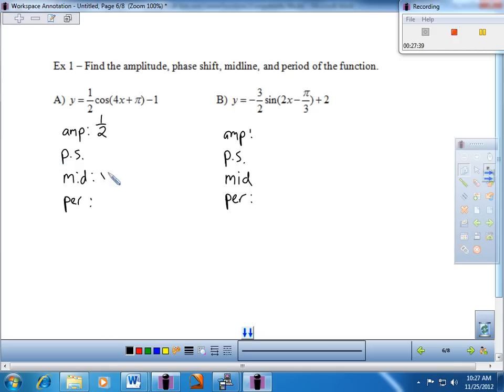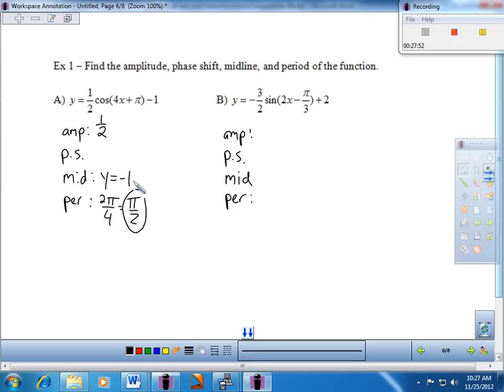Midline, everybody, is just y equals -1. If you didn't put the y equals, don't worry about it. Period, everyone, is 2 pi over 4, which is pi divided by 2. There's your period right there.